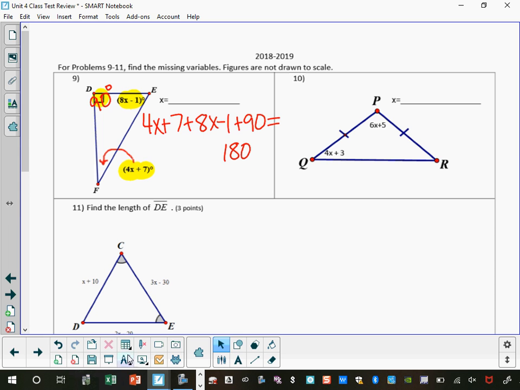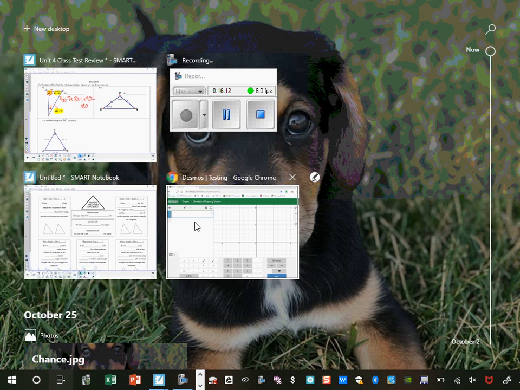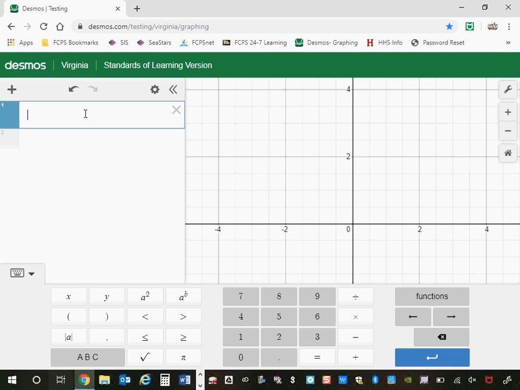If you are struggling with solving, let's pull up Desmos. Alright, so let's go ahead and type this in. 4x plus 7, can you guys see? Plus 8x, what's that, minus 11? Or minus 1? 8x minus 1. Don't forget the plus 90. What else do I need here? What is it equal to? Equal to 180.